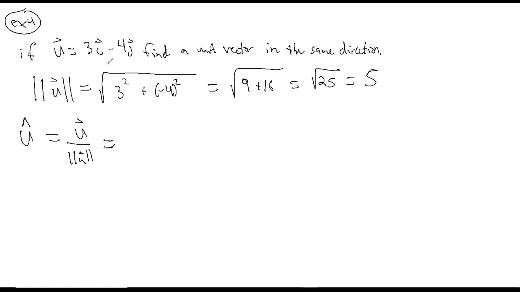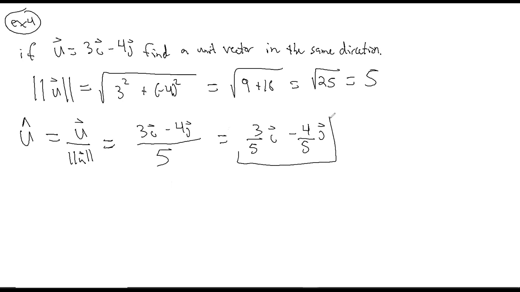So the top is the vector U, which is 3i minus 4j. And the bottom is the length of that vector, which we just came up with. It's 5. That's it. That's the answer. Now, it's nice if we split these up, of course, as 3 over 5i minus 4 over 5j. But technically, before doing that, it was still accurate. There's no reductions. There's no combining. Nothing happens. That is a unit vector in the same direction as the original vector.